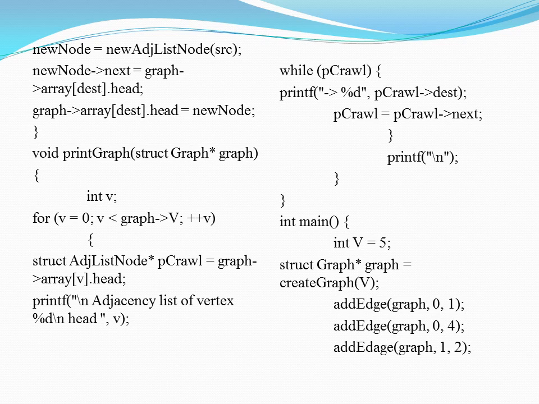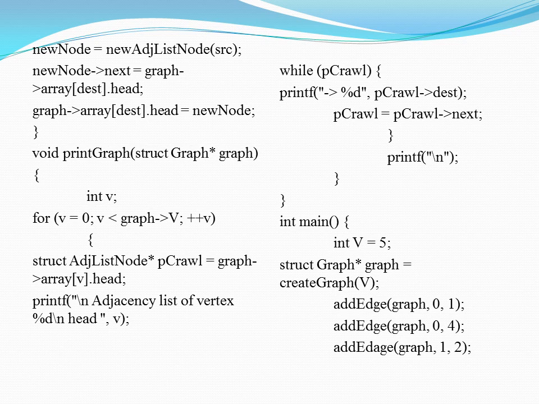We are calling the method. Next, new node next equal to graph array of destination dot head. We are setting the head value to the next position. Then graph array destination dot head equal to new node. In the head position we are storing the new node. First we are creating a new node, then we are storing the next position as head. After that in the head we are storing that new node.